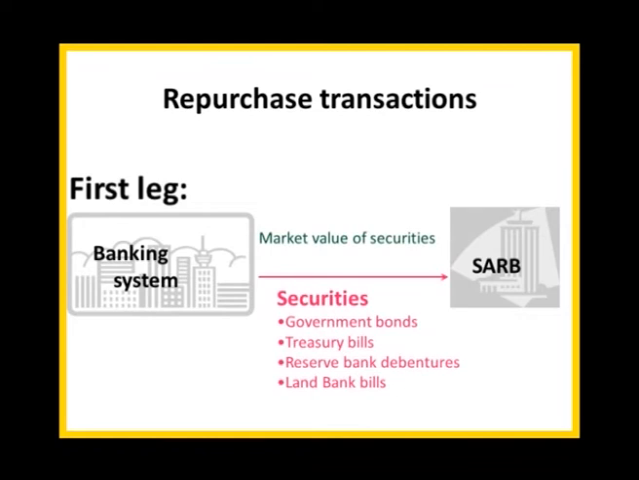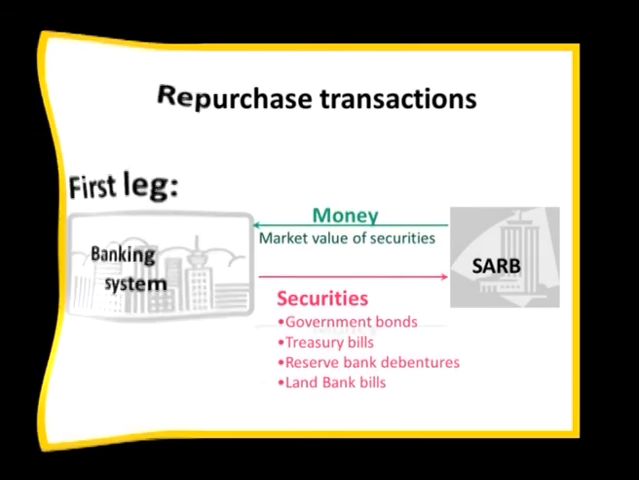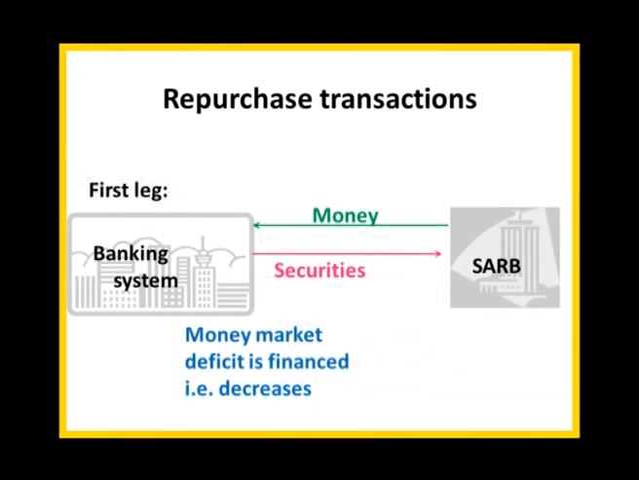So what will happen when the Reserve Bank finances the liquidity deficit of the banks? The banks sell securities, these four securities, to the Reserve Bank. It will mean that money will flow to the banking system, and they will receive the market value of these securities. So the securities flow to the Reserve Bank in the first leg, and the money flows to the banking system. And that means that the money market deficit is now financed because the money flows to the banking system. So the money market deficit, or the liquidity deficit of the banks, decreases.